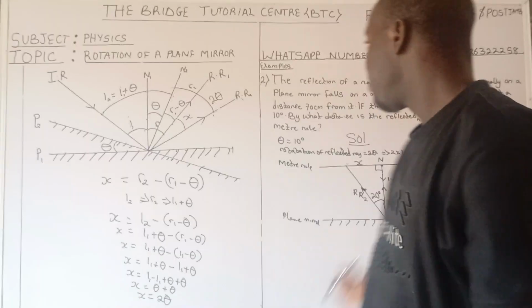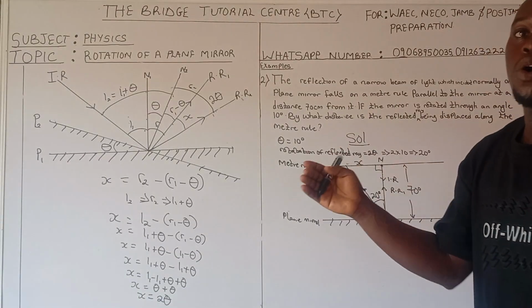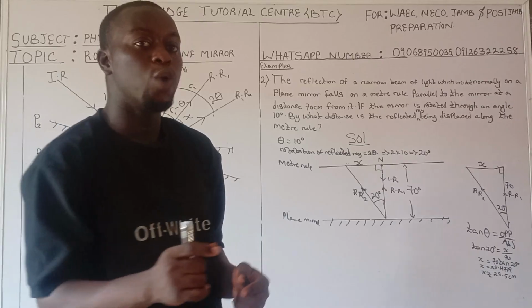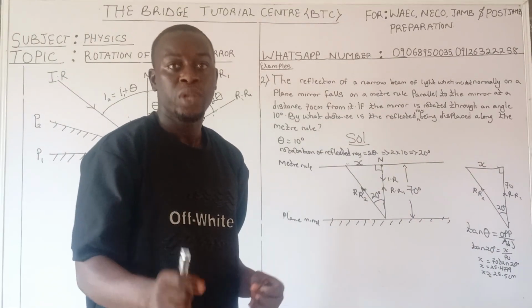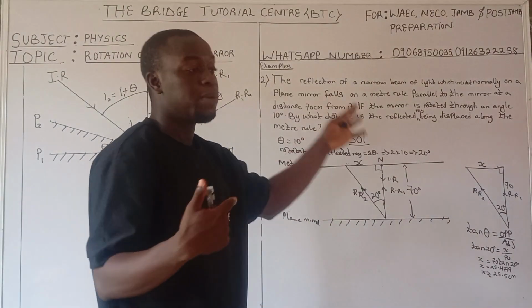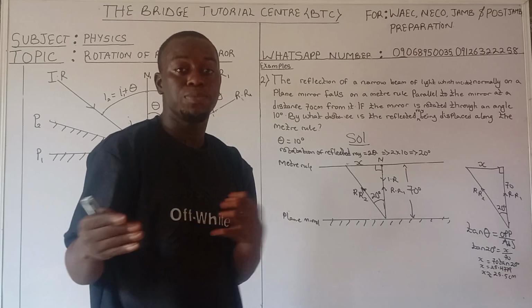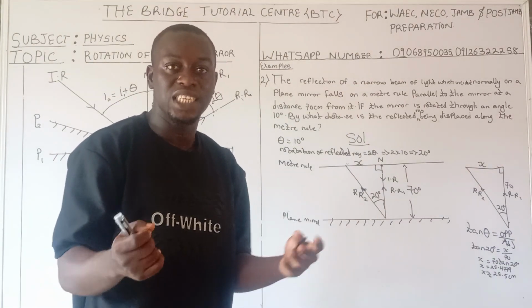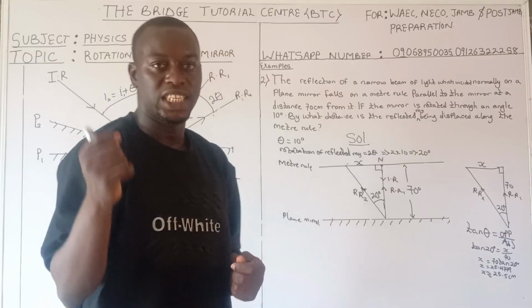So as you can see, these are the two major types of question you can see when they are talking about the rotation of a plane mirror. The first case is a little bit simpler, and this one may seem a little bit complicated, but once you've practiced it and understand it very well, it is very simple.